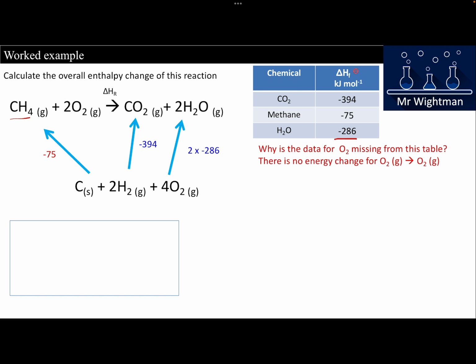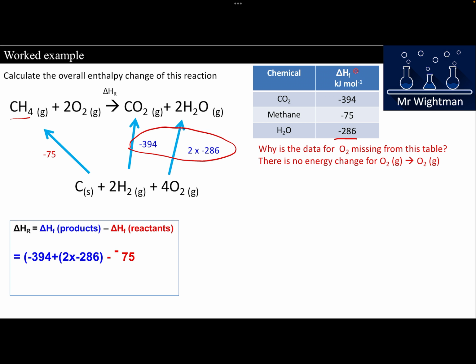You can't have it go from element gas to element gas with a change of energy, because it's on the same energy level, so to speak. So you can't form oxygen, it's already oxygen, diatomic molecular. So the equation products minus reactants would give you the answer that you wish if you wanted to go by this way. And if we were to calculate all of that, products would be those values, and then minus reactants would be minus minus, because that makes that a positive, and gives us minus 891.